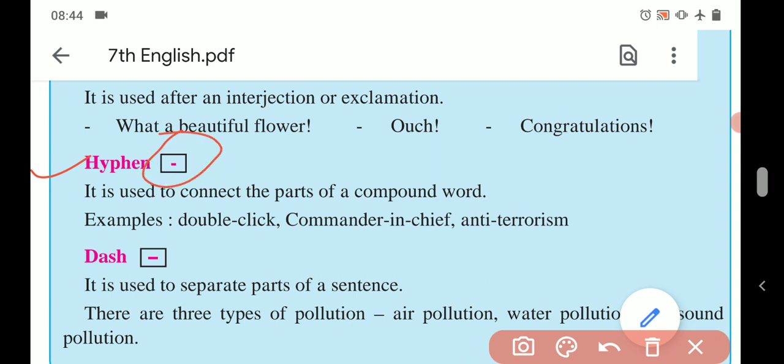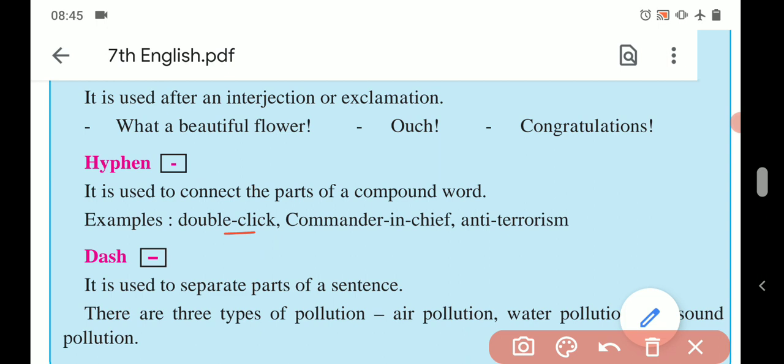Next, hyphen. It is shown here. It is used to connect the parts of compound word. First of all, let me tell you what is compound word. So when two words are used together to frame a new word, that is called as compound word. For example, double-click. So double is the first word, click is the another word, and joining these two words using hyphen, new word is formed, that is double-click.